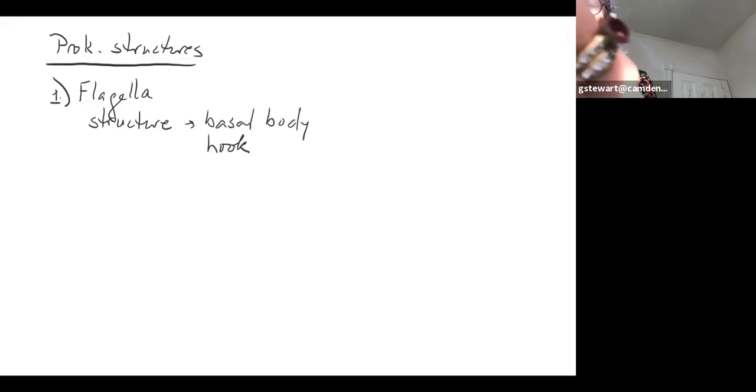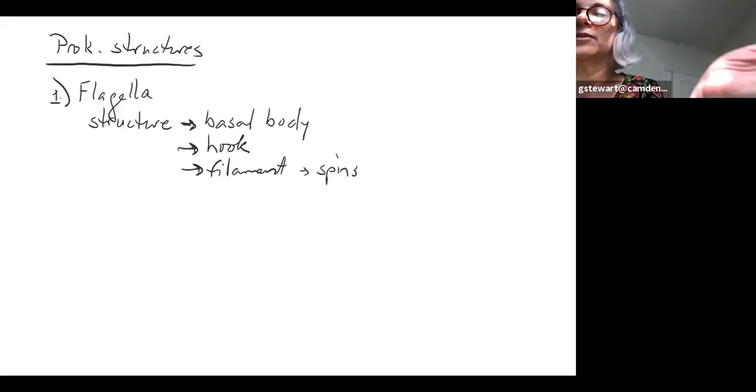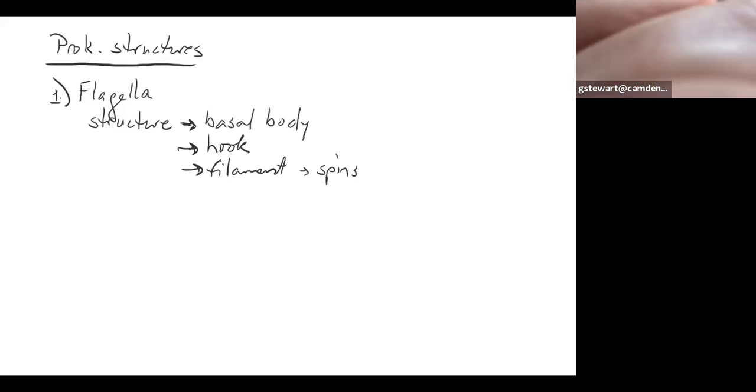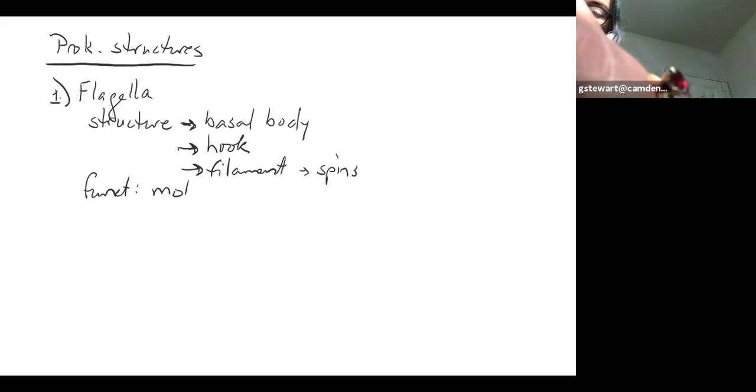The hook is like it sounds, it's the part that's curved, and the filament is the part that sticks out of the organism. The basal body is what attaches the flagella through the cell wall of the organism. And the filament is what actually spins. It actually causes the motility. So the function of the flagella, of course, is to move the bacteria. Motility, there we go. We don't say locomotion.